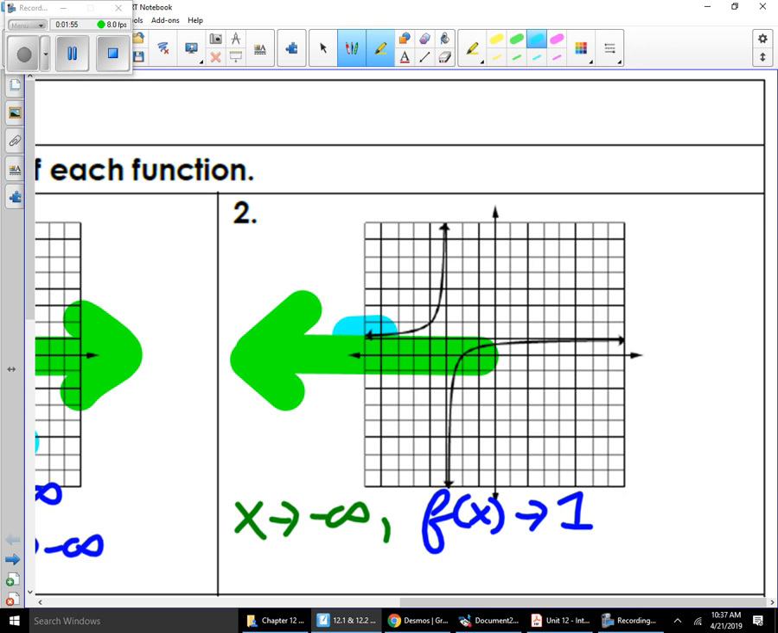On the right-hand side, we wind up with the same thing, only now x is approaching positive infinity. It's going to the right, further and further and further, and our arrow should be blue. Our arrow for the function is also tending towards 1. So as x goes to positive infinity, the function approaches 1 as well.